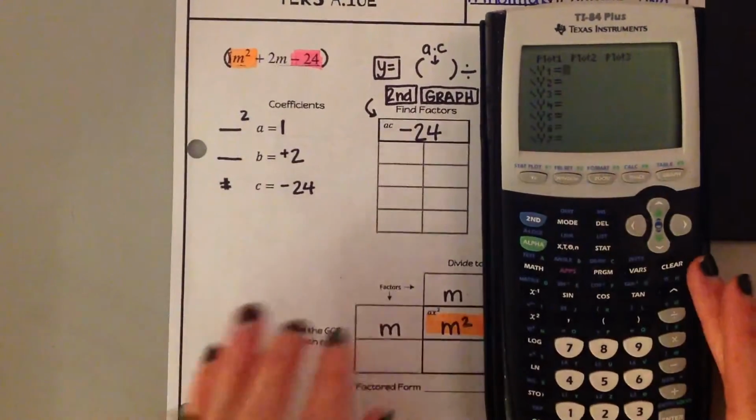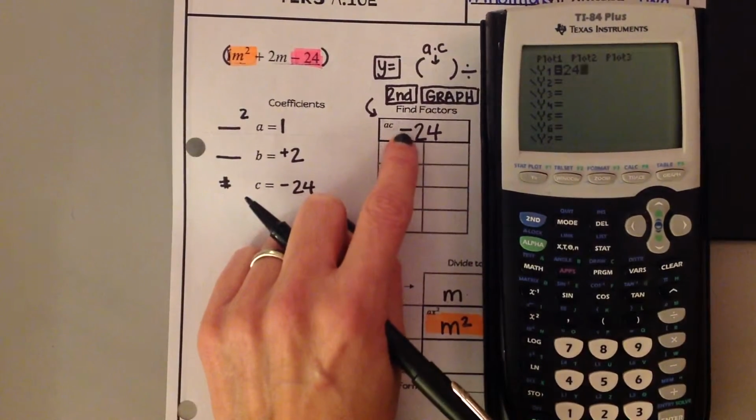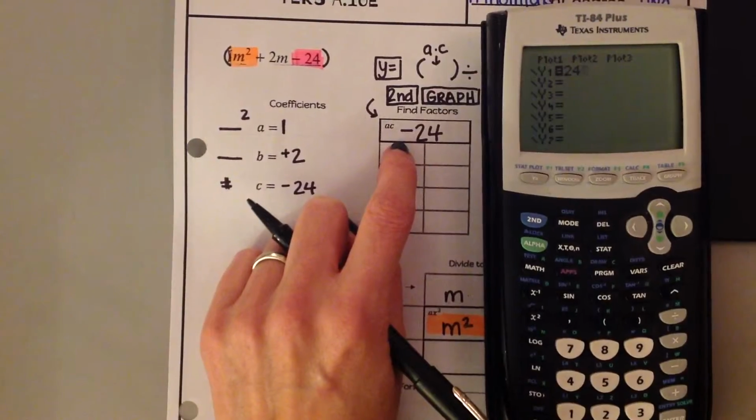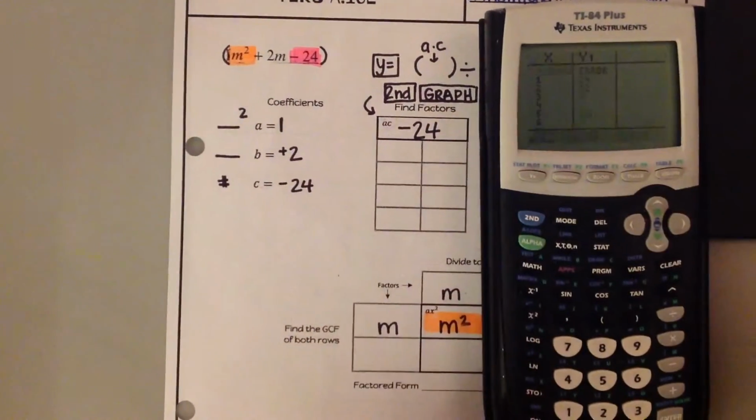I'm going to go to y equals. I'm going to type in our factor. I'm going to type in the positive. We'll talk about this negative in just a second, but I'm going to use positive, divided by x in second graph.